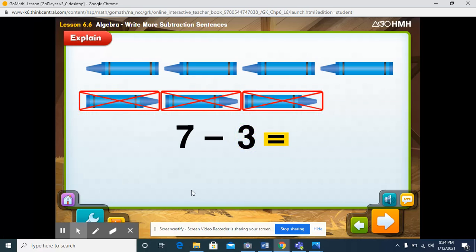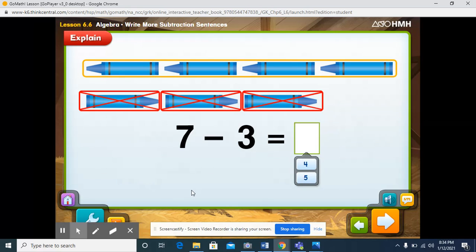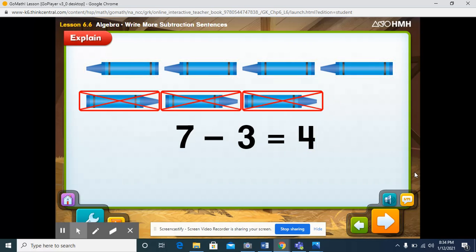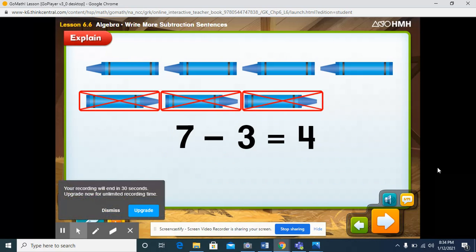Then comes the is equal to symbol. It means it's the same as. The last number in the subtraction sentence shows how many crayons are left. How many crayons are left? Select the number. Count the remaining crayons. 1, 2, 3, 4. Good job! 4 crayons are left. Click the subtraction sentence to read it. 7 minus 3 is equal to 4.